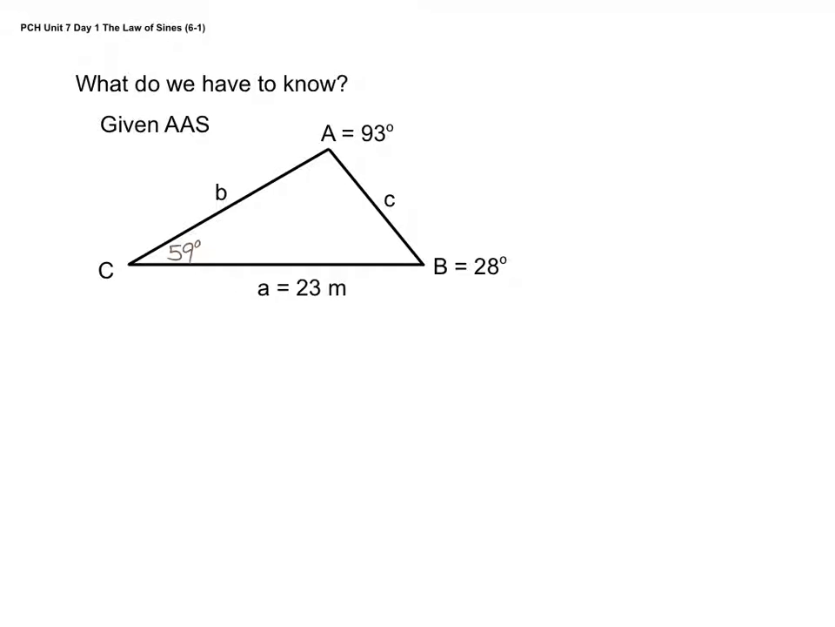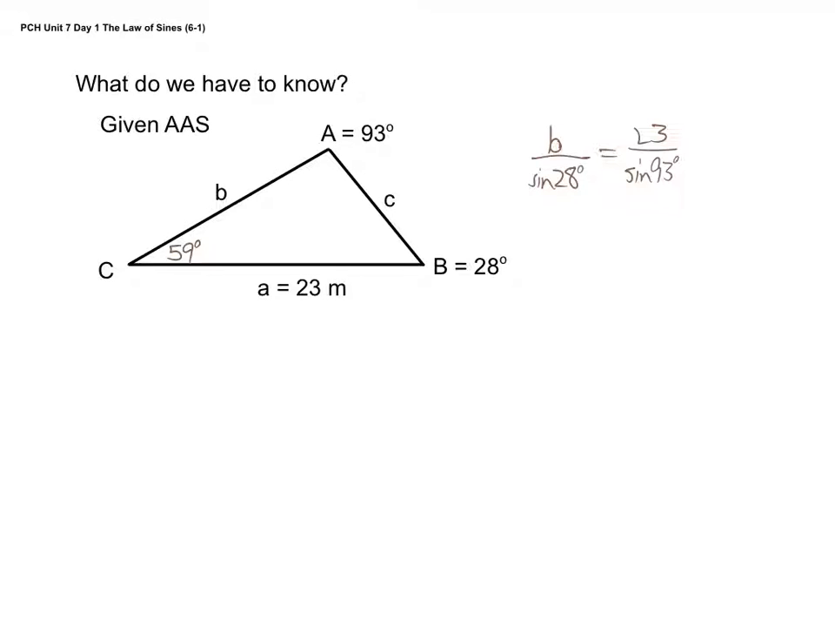Then what were some of you saying other than angle C? Side B, okay. So if I wanted to find side B, it would be B over the sine of angle B. So I'm putting 28 degrees in there, sine of 28 degrees. That's going to equal 23 over the sine of 93 degrees. So you see how we're using our law of sines.